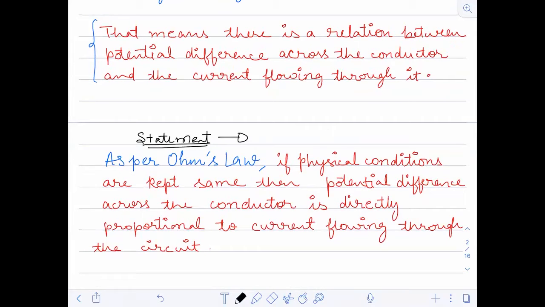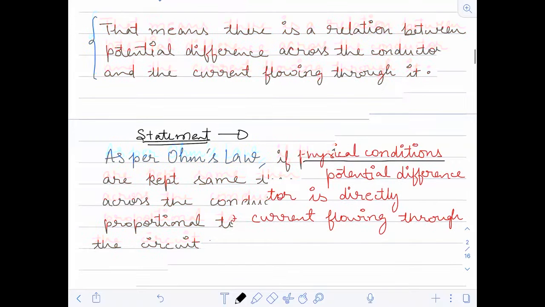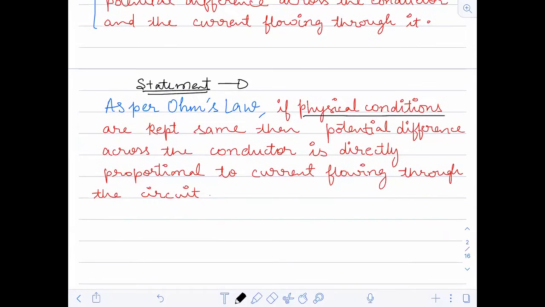As per Ohm's law, what Ohm said is that if physical conditions are kept the same, then... So one word we have to look at here is physical condition. What is actually this physical condition? I'm referring to the temperature at which it is kept. The temperature of the conductor should not change.